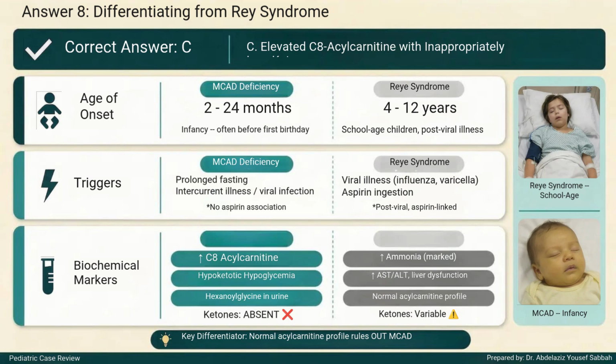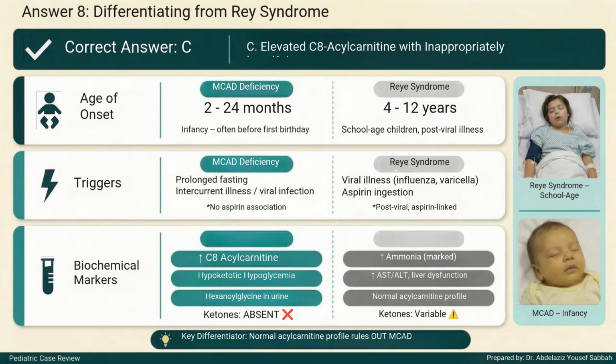This is the key differentiator between medium-chain acyl coenzyme A dehydrogenase deficiency and Reye syndrome, as both can present with encephalopathy, liver dysfunction, and hypoglycemia after a viral illness. The deficiency typically presents at 2 to 24 months of age, often before the first birthday, and is triggered by prolonged fasting or intercurrent illness with no aspirin association.